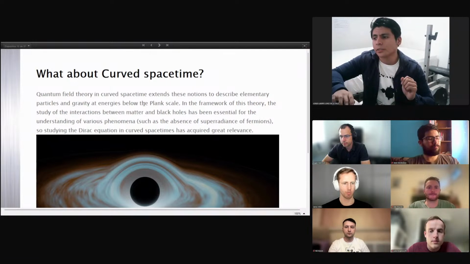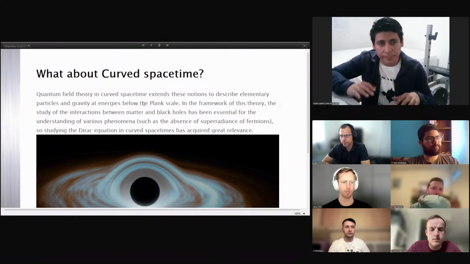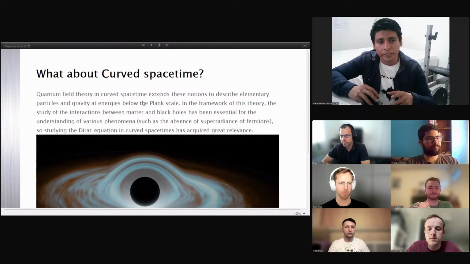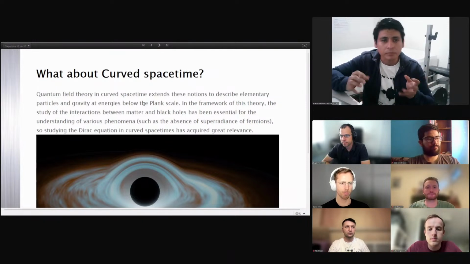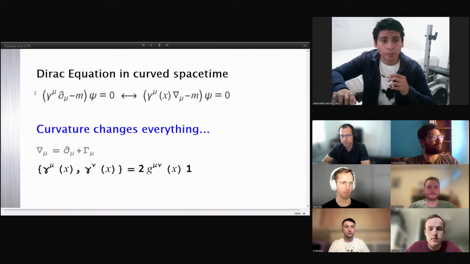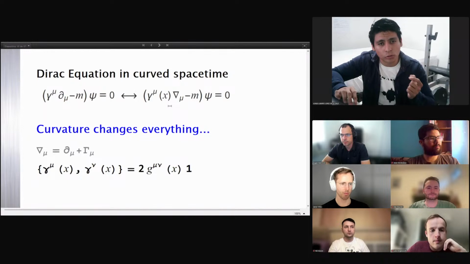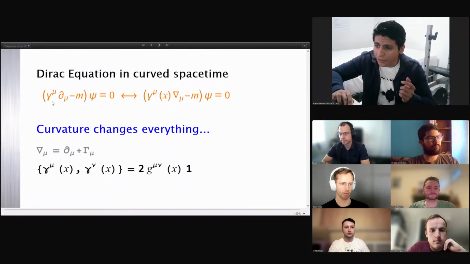All right, but how can we generalize quantum field theory in a flat space-time to quantum field theory in a curved space-time? Well, we need to promote every mathematical object in my Dirac equation here to other mathematical objects in curved spacetimes. For example, here my gamma matrices, remember the gamma matrices?